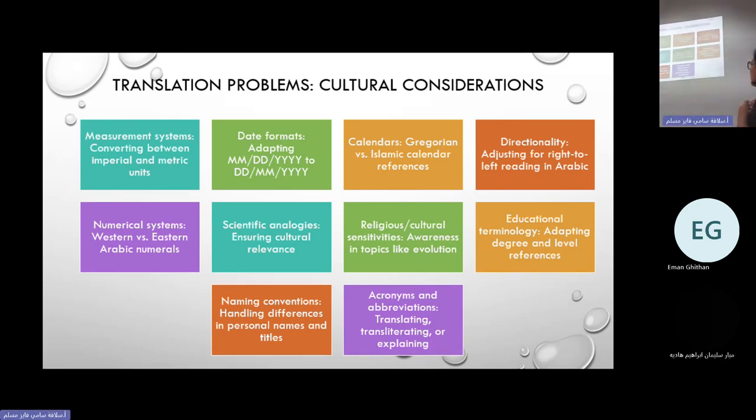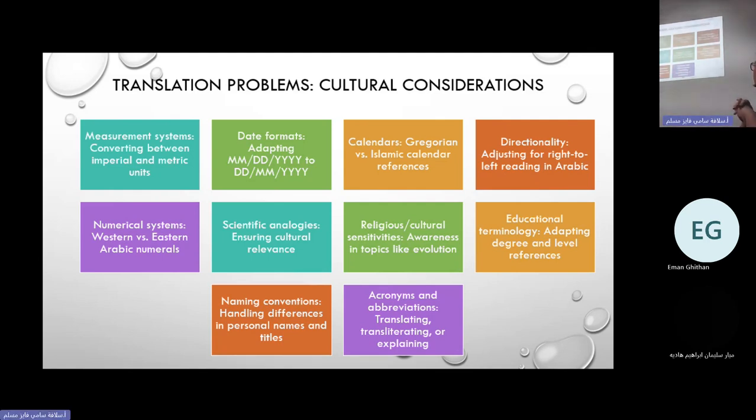Scientific analogies, ensuring cultural relevance. Okay? Is it relevant to translate this information into Arabic? Is it correct to translate it or not? Does it fit the culture of the Arabic world or not? Okay? Religious and cultural sensitivity: you need to be aware of the topic you are translating in the scientific field. For example, الاستنساخ, cloning, is still a no subject in the Arab world, okay?